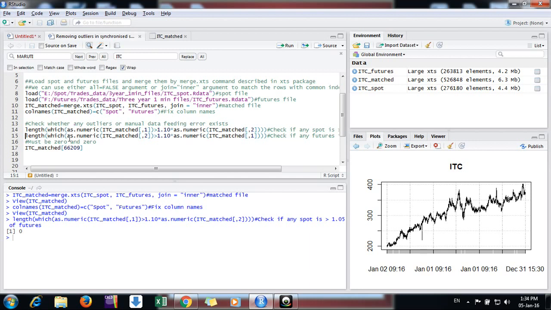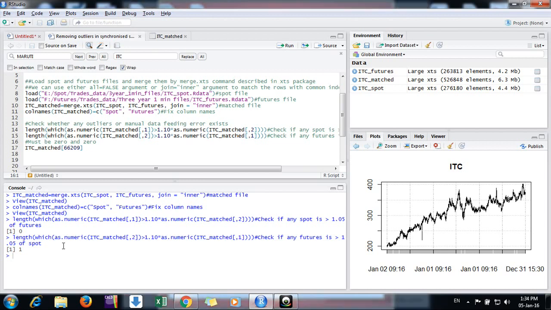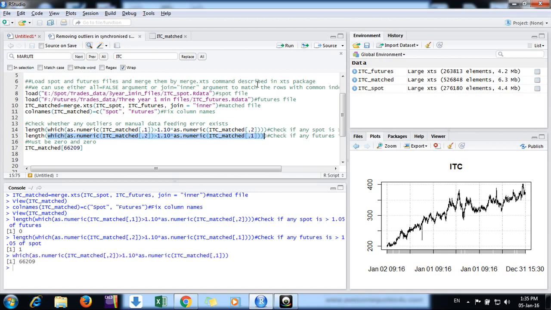Similarly, for the vice versa command, I put the second column first, just reversing the positions. If the difference between futures and spot is more than 10%, there is one observation here. So which one is that? I'm running this command. Observation 66209 is the one in which the futures price is more than 1.1 times the spot price.